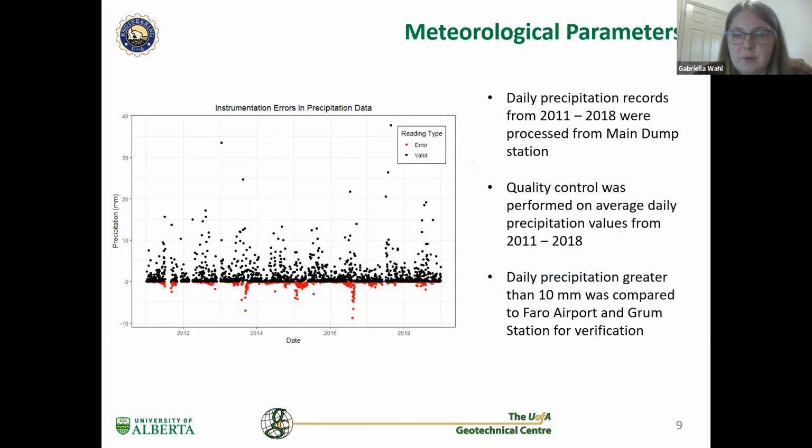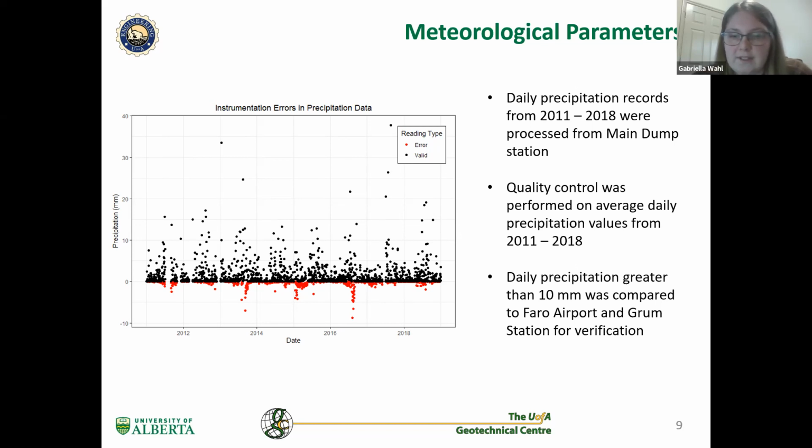And then once I performed the quality control on the precipitation readings, I wanted to verify that the remaining readings I had identified as valid were in fact valid. So I compared days with greater than 10 millimeters of precipitation to corresponding days at the Faro Airport and Grum meteorological stations. The Faro Airport station is located about 15 kilometers south, and the Grum station is located about 10 kilometers northeast of our site.